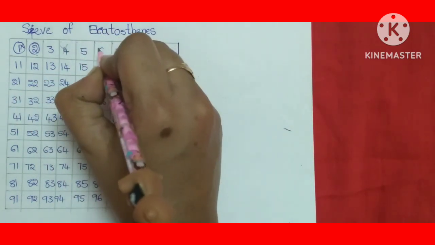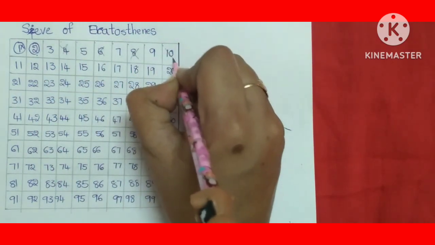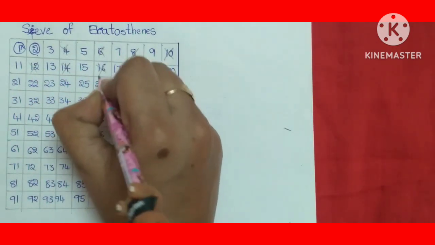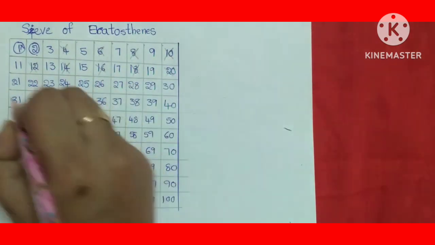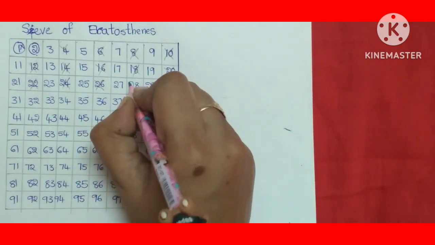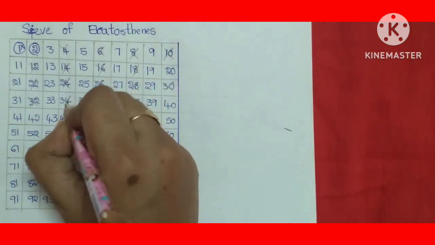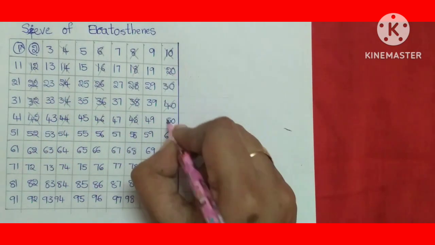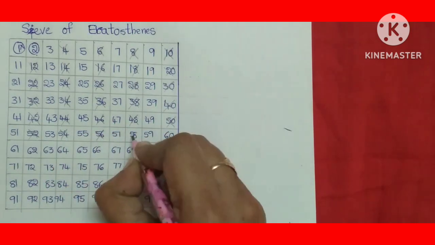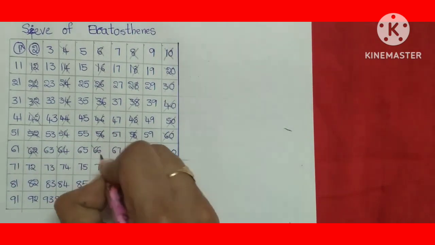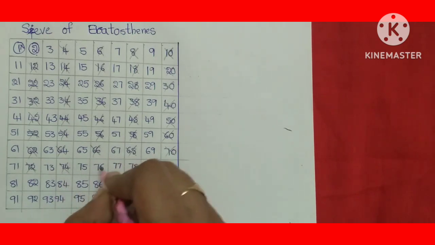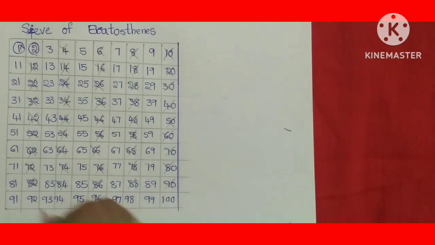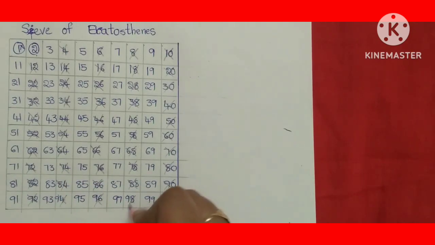And now we are crossing all the multiples of 2. Those are 4, 6, 8, 10, 12, 14, 16, 18, 20, 22, 24, 26, 28, 30, 32, 34, 36, 38, 40. In this way we cross out all the multiples of 2, because all the multiples of 2 have more than 2 factors. That's why all these multiples are composite numbers. The only even prime number is 2.